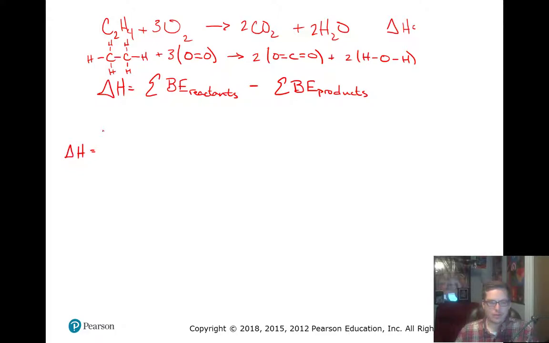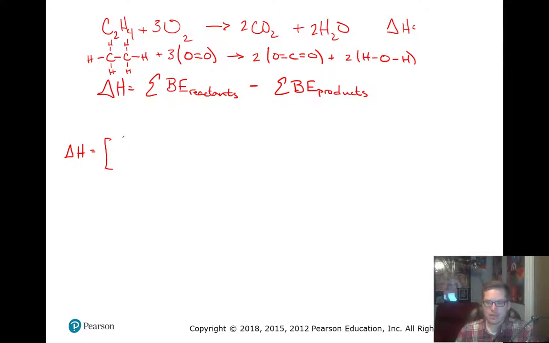So I've got another chart here pulled up that I'm going to use. These values, I didn't really check them versus the ones that are in the textbook, so they might be slightly different, but they should be fairly close. All right, so we're going to find the bond enthalpies of all the reactants. So we've got 1 ethane. So this is our reactant.